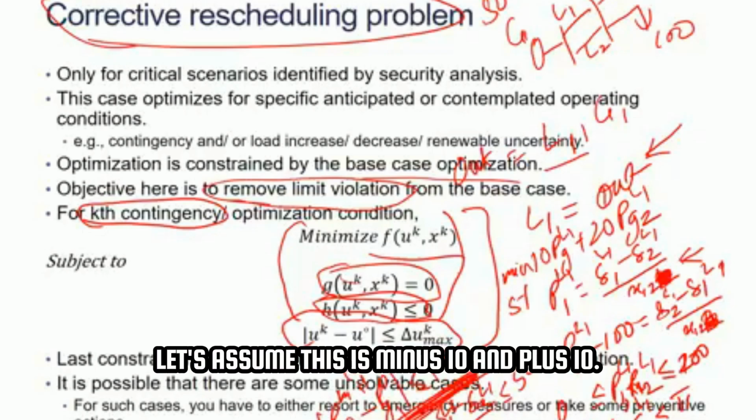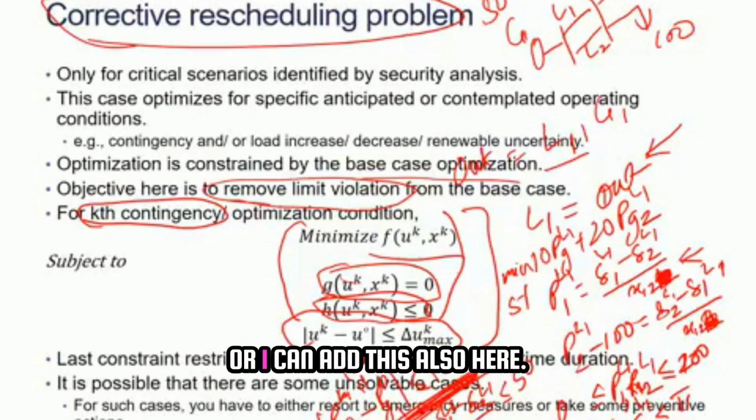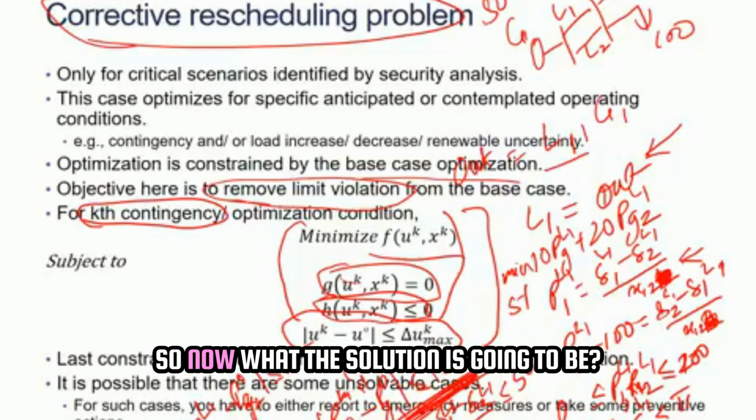Let's assume this is minus 10 and plus 10 just for PG1. I'm not adding it for PG2. For PG2, PG2 L1 minus PG2 naught will be less than or equal to 100, and greater than or equal to minus 100, right? So now what is the solution going to be?